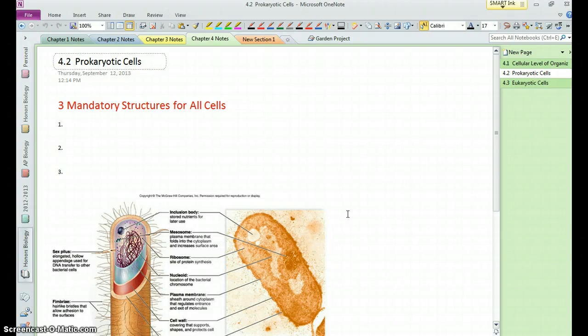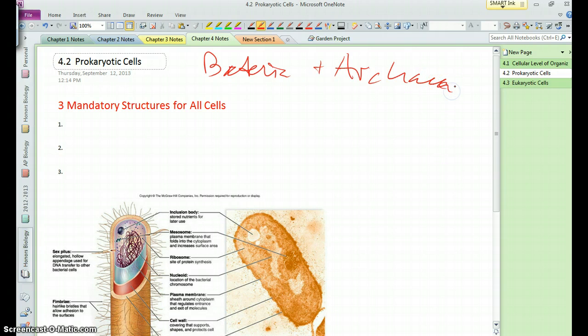Okay, now let's talk about prokaryotic cells in particular. So these would include those groups, the bacteria and archaea. These are the two groups within the prokaryotes.